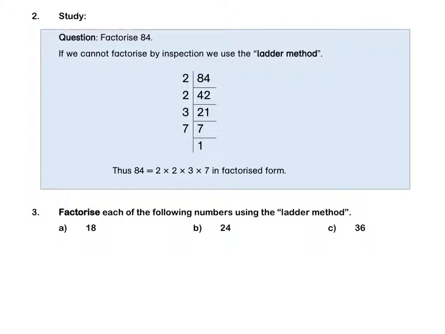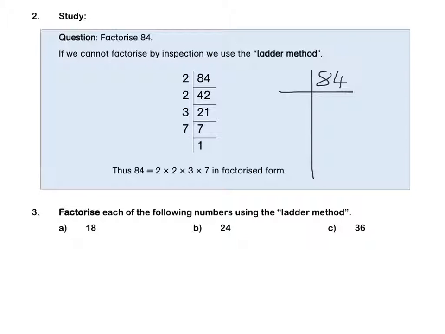Question 2. To factorize 84, if we cannot factorize by inspection, as we did above, we use the ladder method. So, this is how we do it, but I'm going to start from the beginning. We put 84 at the top, and we draw a ladder going down. Then we are going to divide 84 by prime numbers. And we always start checking by the smallest prime number, which is 2.